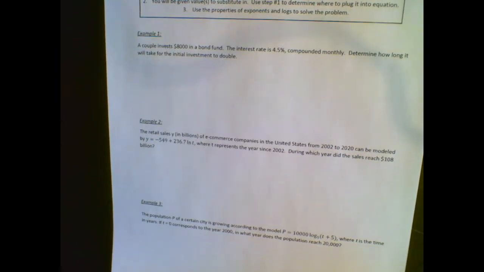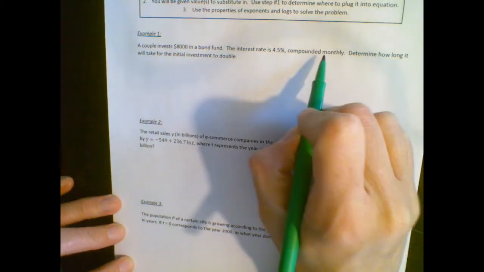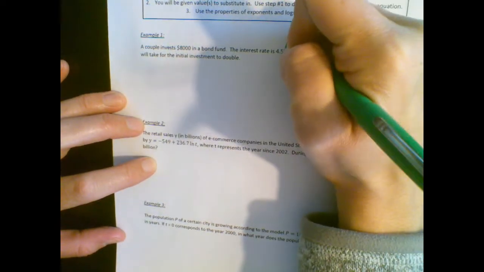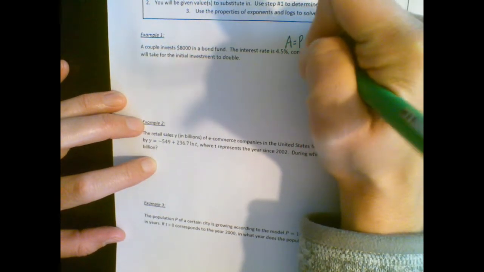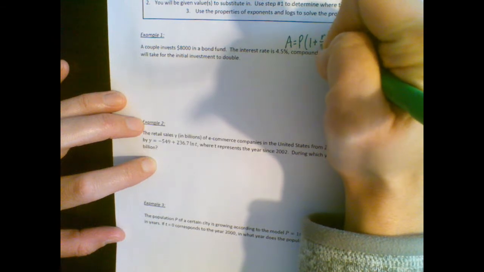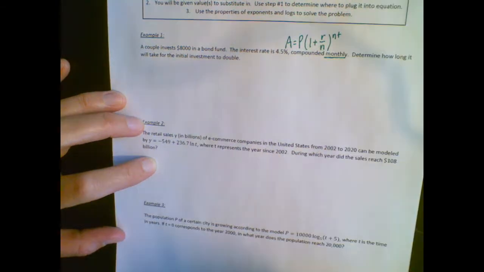Let's start with example one. A couple invests $8,000 in a bond fund. The interest rate is 4.5% compounded monthly. Keyword. Determine how long it will take for the initial investment to double. So when we're talking monthly compounding, we're talking about the equation A is equal to P times 1 plus R over N to the NT power.